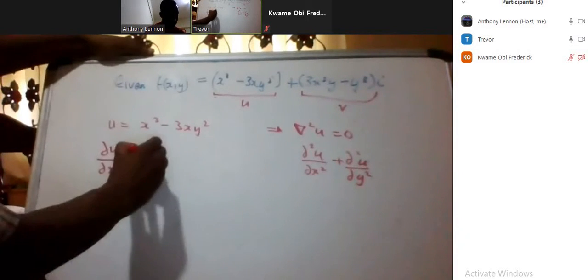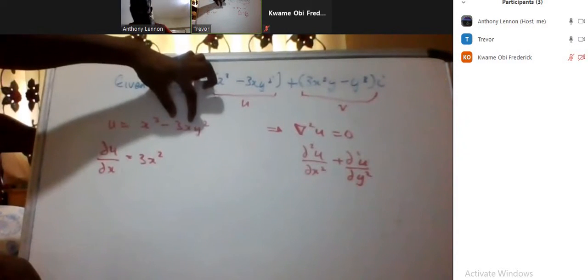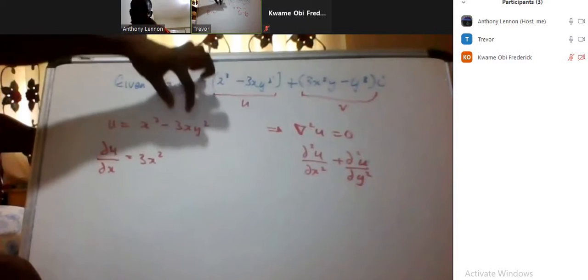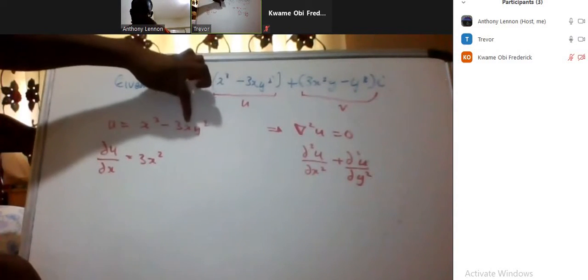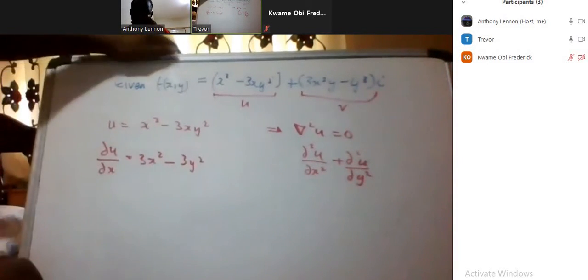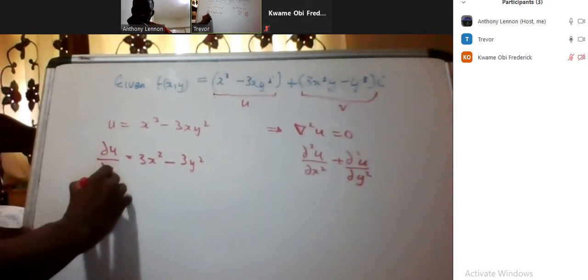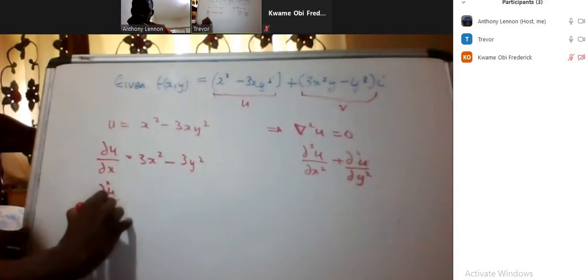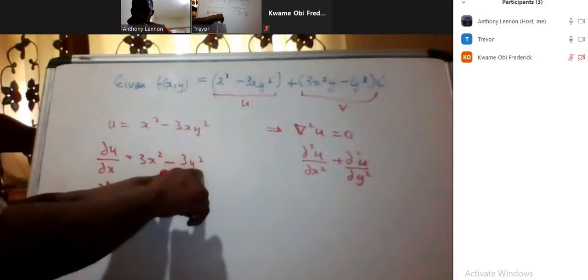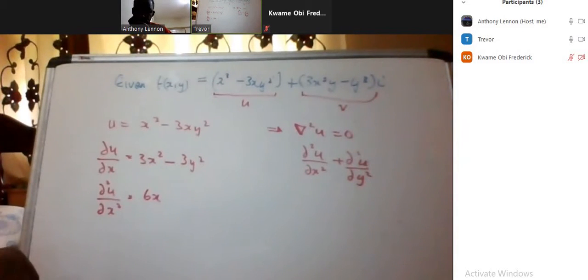All right, differentiate with respect to x. That becomes 3x squared. And now I'm differentiating this with respect to x, so my y is a coefficient. So x just goes from x to 1. So 3y squared. And I'm going to differentiate again with respect to x. This guy disappears, and this guy becomes 6x.